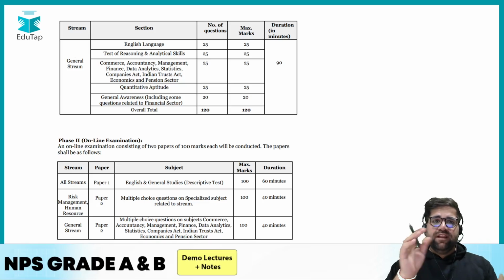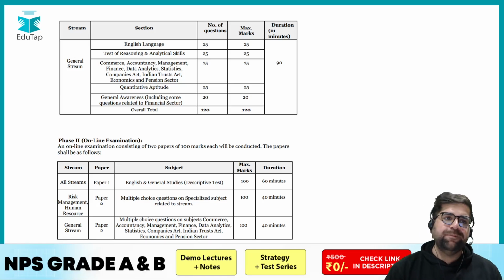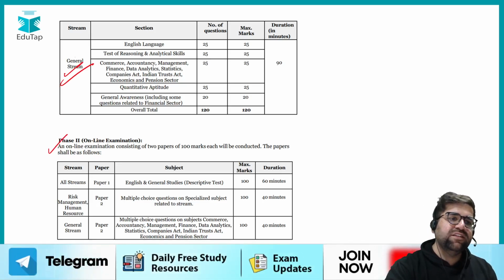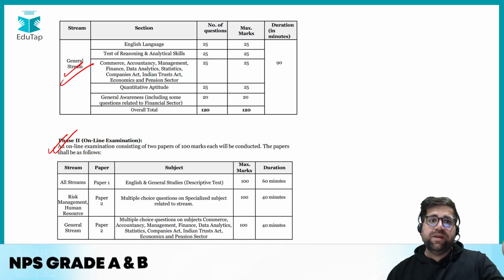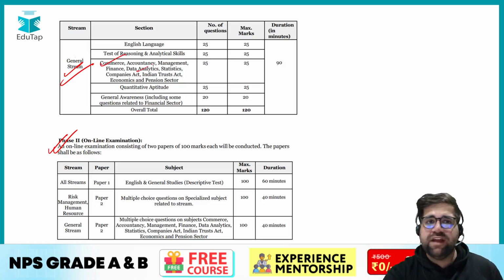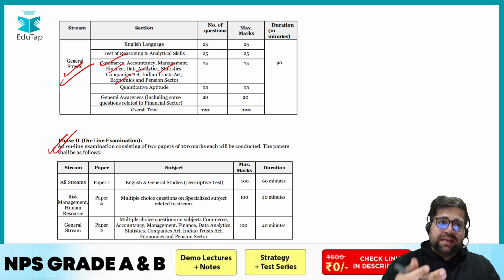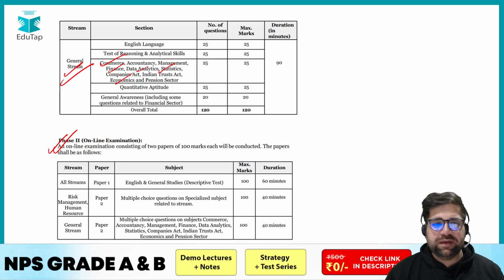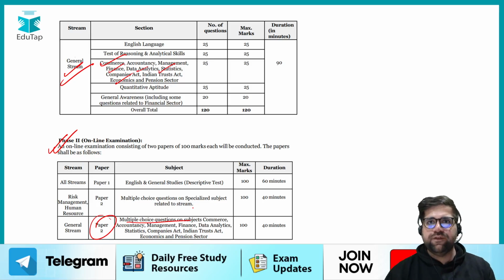If you see, these are the phase 1 and phase 2 syllabus of NPS Grade A and Grade B. This is phase 1 syllabus and this is my phase 2 syllabus. In phase 1, if I only talk about numericals of some specialized components, then we have commerce and accounts, we have data analytics, statistics, we have your economics and finance too. Same subjects are there in phase 2 as well. Your paper 2 has multiple choice questions based on multiple different components.